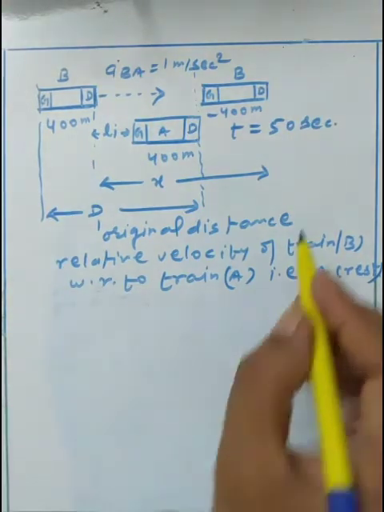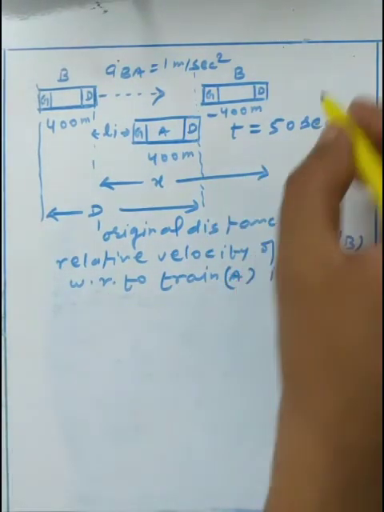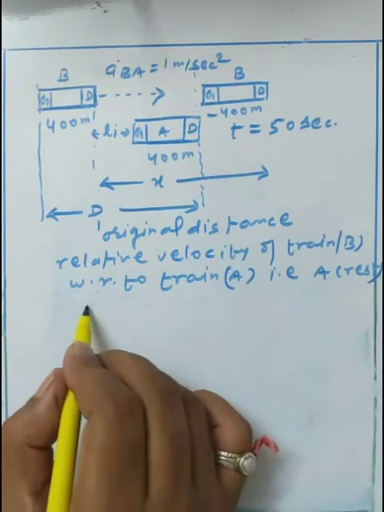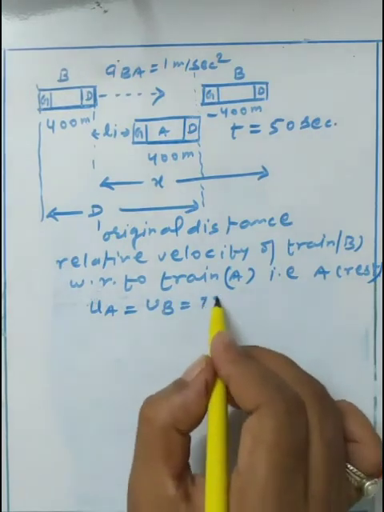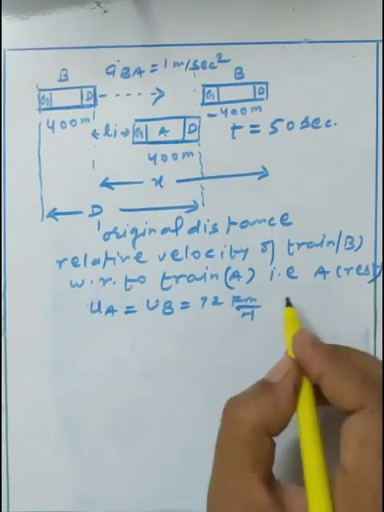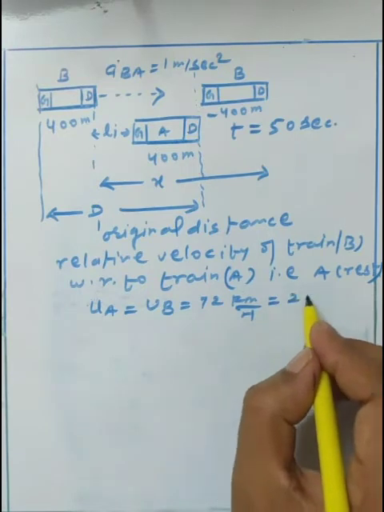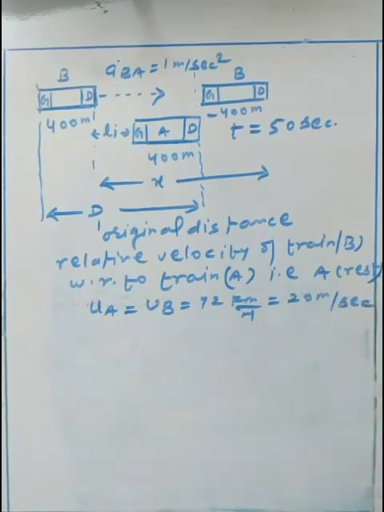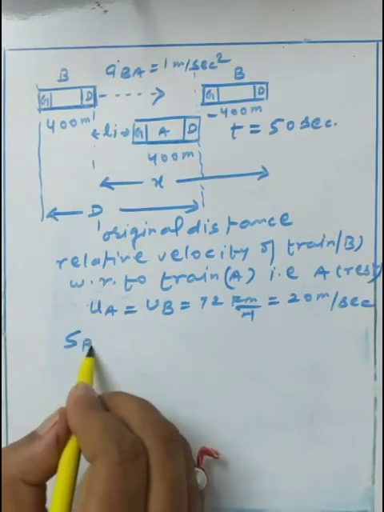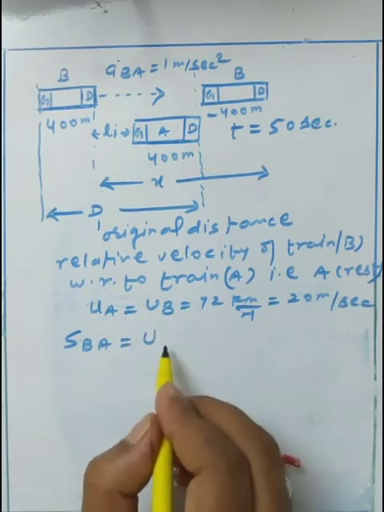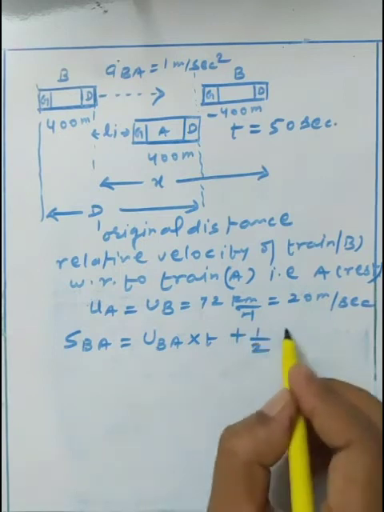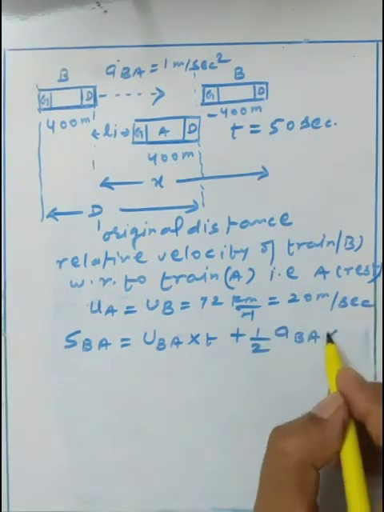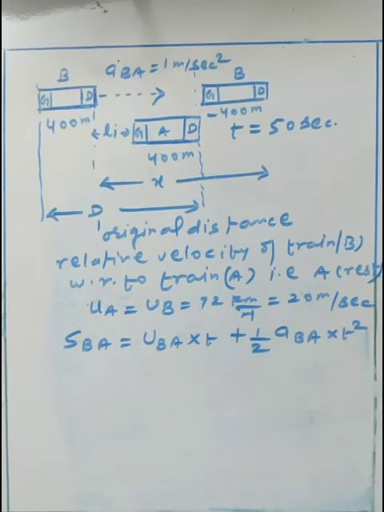Here we also note that the velocities of train A and B are both the same, that means UA is equal to UB is equal to 72 kilometers per hour. Converting, it becomes 20 meters per second. This is one of the basic concepts. Now, how much distance is covered by B with respect to A? We take the relative velocity of B with respect to A into time plus 1 upon 2 acceleration of B with respect to A into t square. This is the general equation.